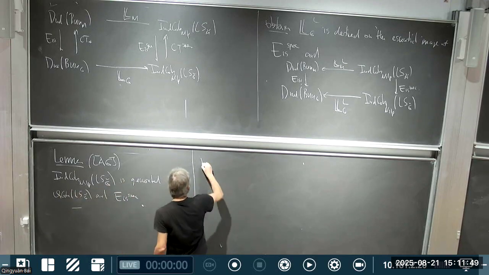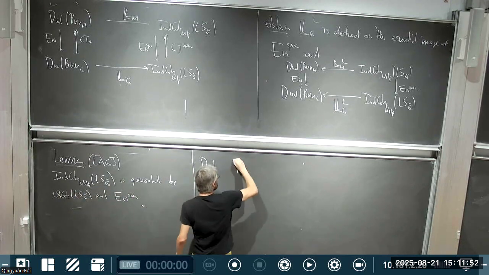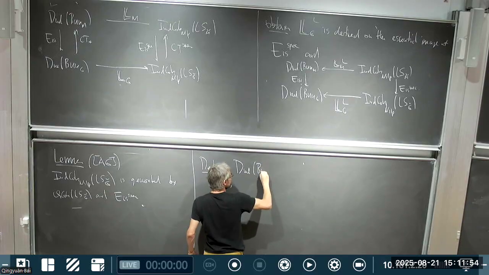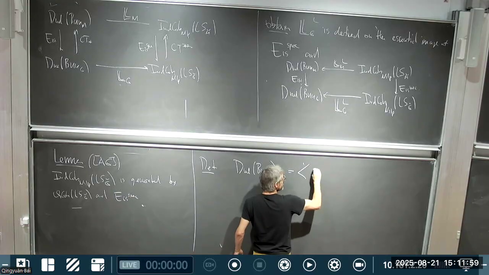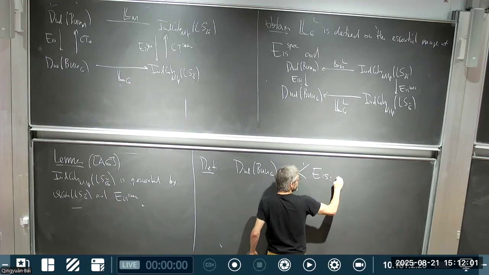All right, so now a definition. We take D-mod of Bun_G, and we consider the full subcategory generated by the essential images of our Eisenstein series by proper parameters.